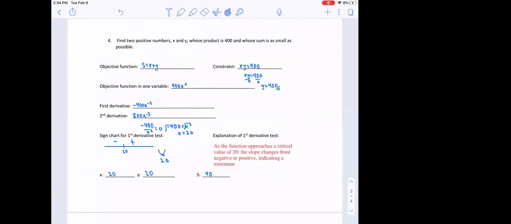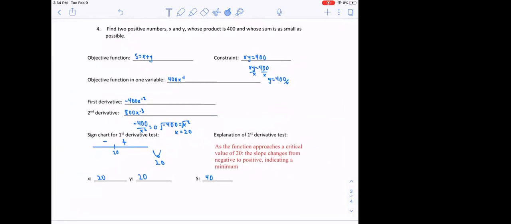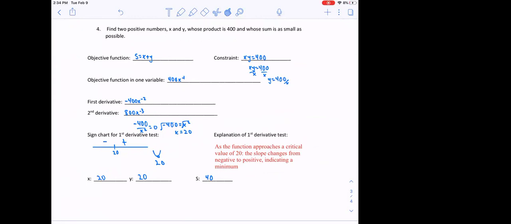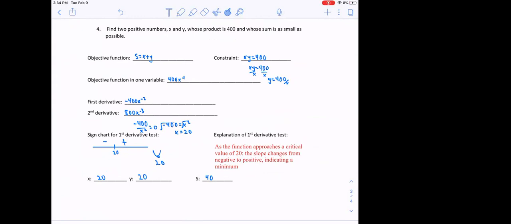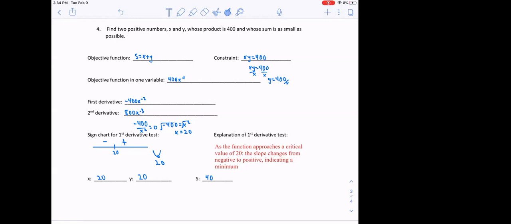Yeah, so since it says the product is 400, I would start off by putting the constraint as 400 equals x times y. Right. And then I would isolate the y, so I would make it y equals 400 divided by x. Yep. And then for the objective function, I'd just put s equals x plus y. Yeah, x plus y.